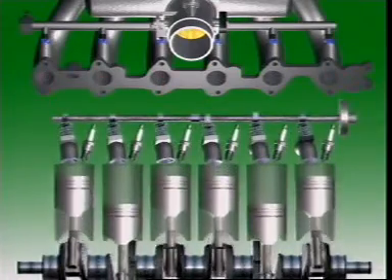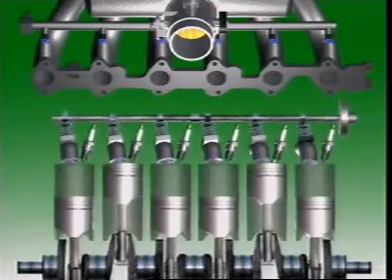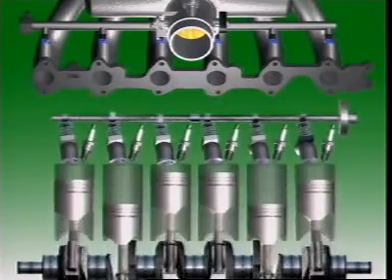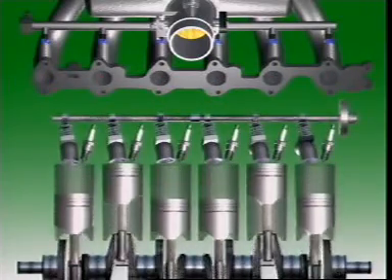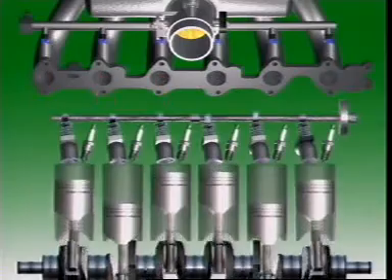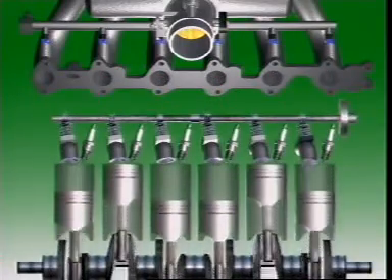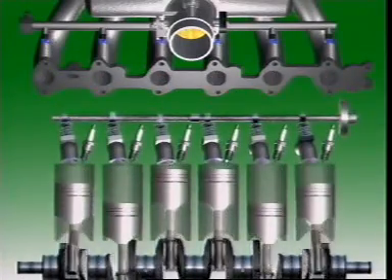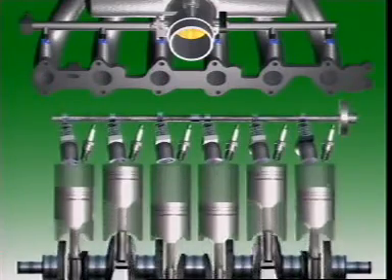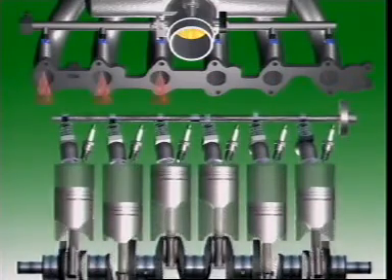Grouped injection divides the injectors into two groups. A 6-cylinder engine can have injectors 1, 2 and 3 in Group 1 and injectors 4, 5 and 6 in Group 2. The control unit operates the groups in turn to spray fuel once per engine cycle.